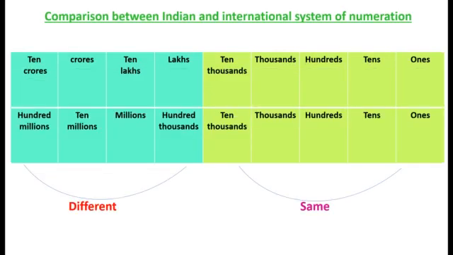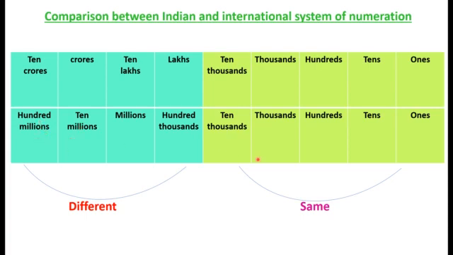If we talk about the comparison between the Indian and international systems of numeration, I hope you remember the Indian system of numeration. You can see here the first row is your Indian system of numeration. In that the places are ones, tens, hundreds, thousands, 10,000s, lakhs, 10 lakhs, crores and 10 crores. Whereas in the second row you can see the places of the international system of numeration, that is ones, tens, hundreds, thousands, 10,000s, 100,000s, millions, 10 millions and 100 millions.